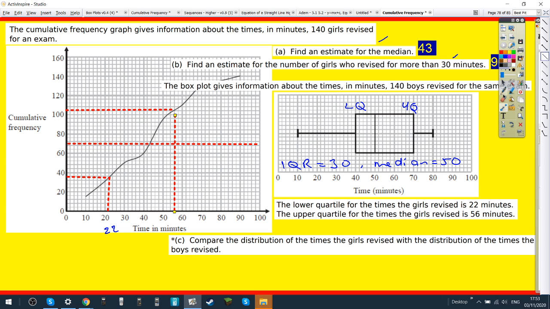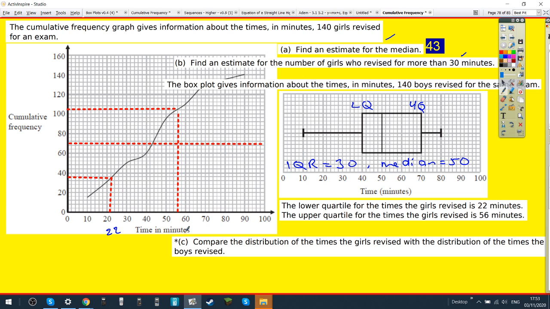So the next one will be 105. And that is 55. It looks like 56, but I might be slightly off. Okay. And then you take away, and you're left with 34. Yeah. So the interquartile range is 34, and the median was 43. Okay, compare the two. This was the girls for this one, and this was the boys.